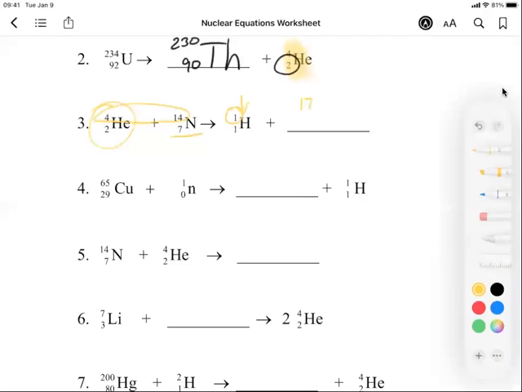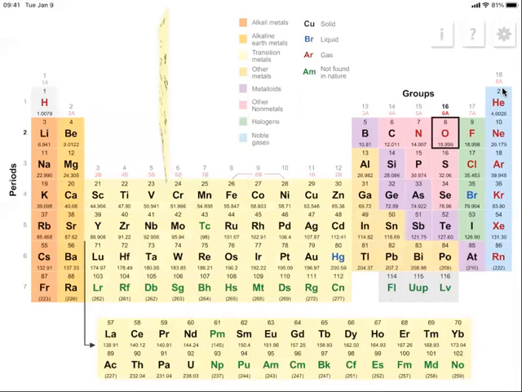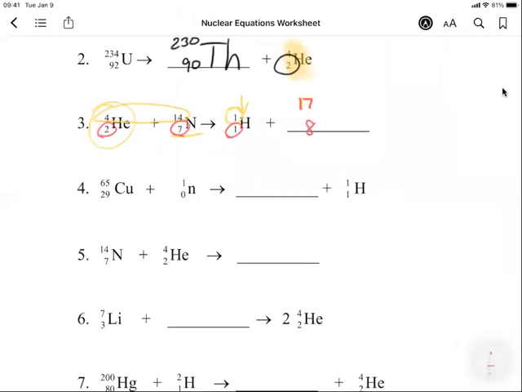We got 17. And then our atomic number, we've got 2 plus 7 is 9. This accounts for one of them. So what we're left with is 8. So we go back to the periodic table. Number 8, oxygen. Go back here, and it is oxygen.